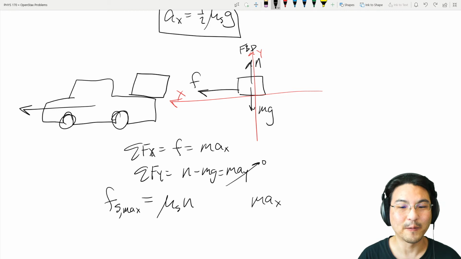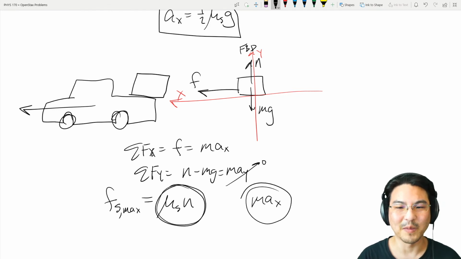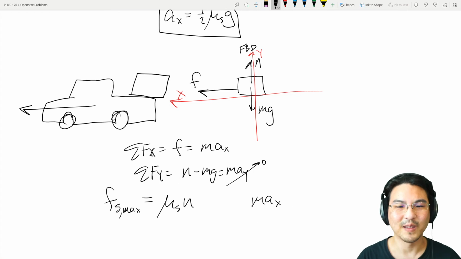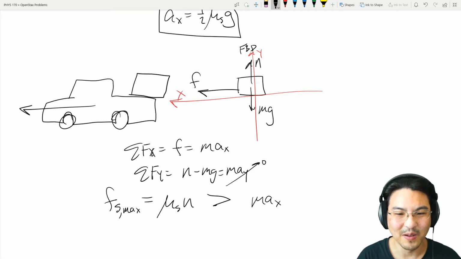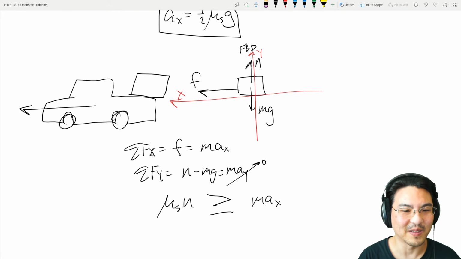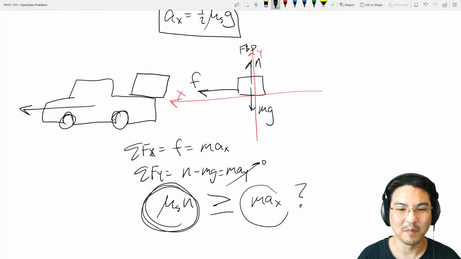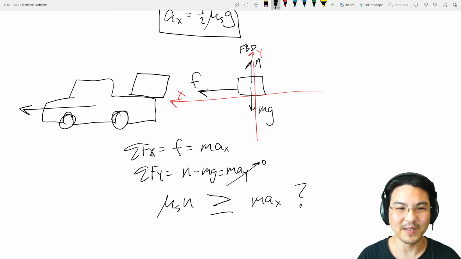Is there enough static friction to overcome this mass times acceleration? If yes, so is this true? I'll just leave it like this. Is this true? Is there enough static friction to overcome this? If there is, then it won't slip. If not, it will slip.